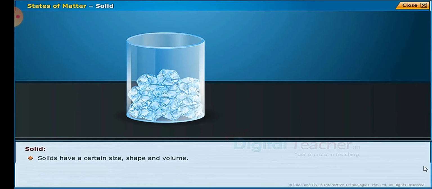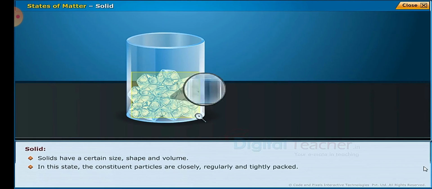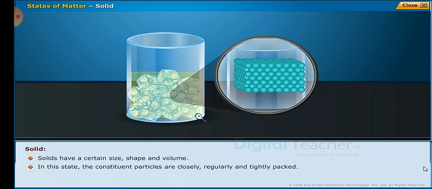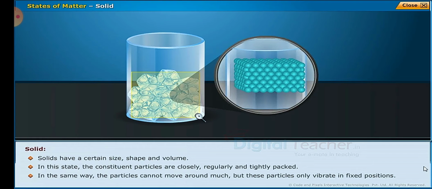Solids have a certain size, shape, and volume. In this state, the constituent particles are closely, regularly, and tightly packed. The particles cannot move around much, but these particles only vibrate in fixed positions.